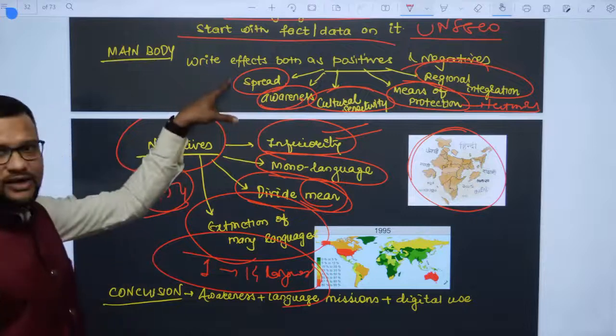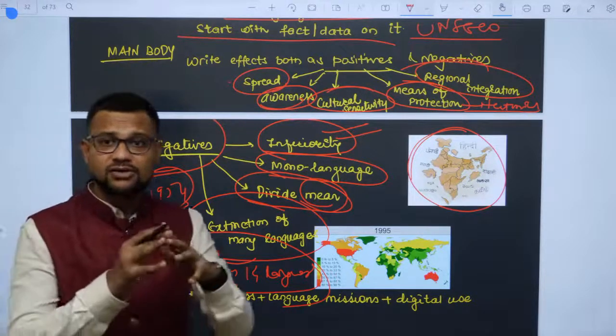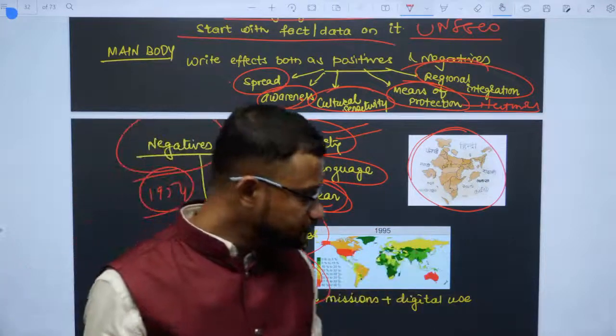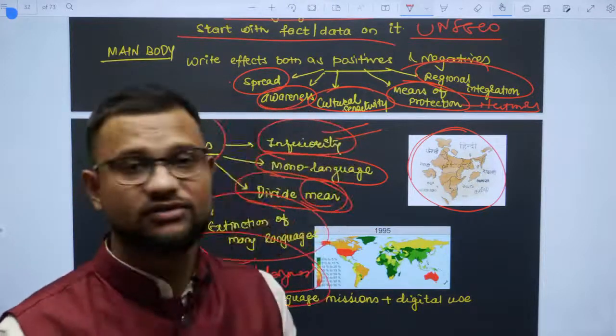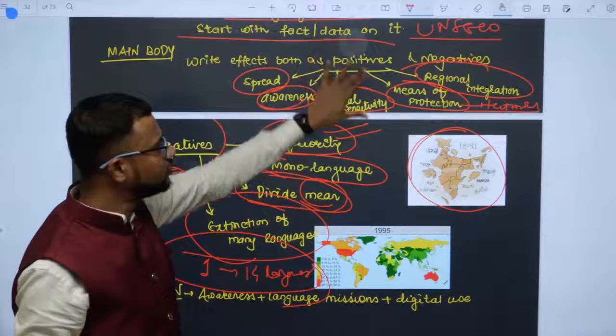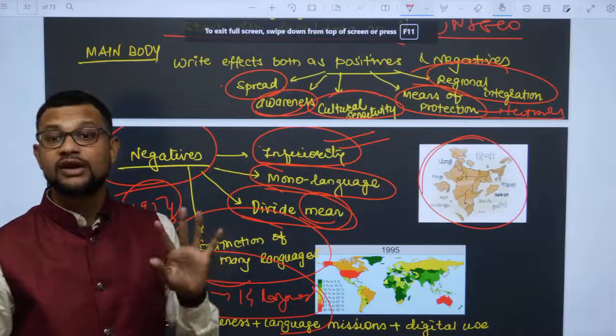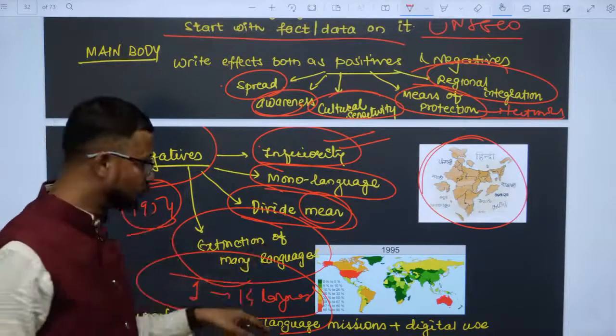देखो, positive भी लिखे हमने and negative भी, right? So while writing an answer, you need to be more diverse, right? आपको दोनों side लिखना है, positives and negatives. Okay, it is not the case that globalization is having only a negative impact. It does have many positive impacts also.